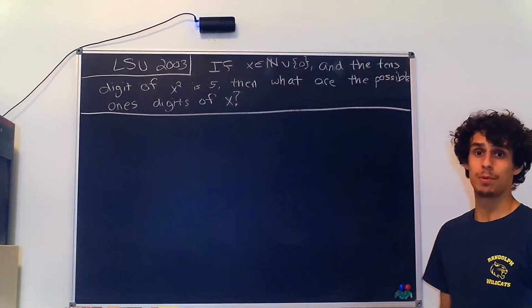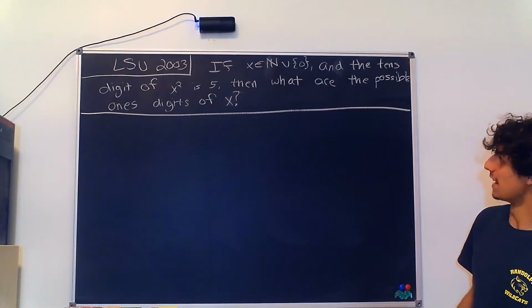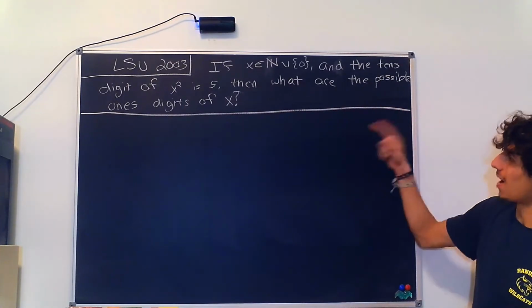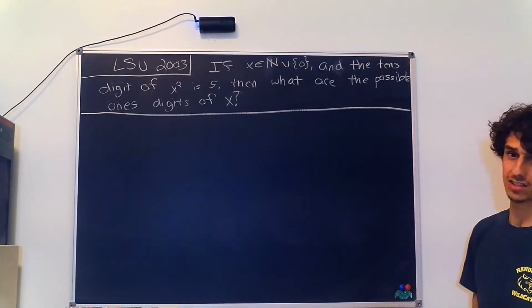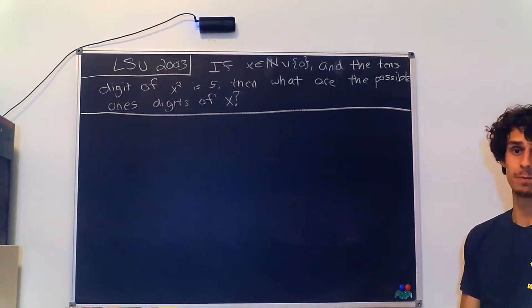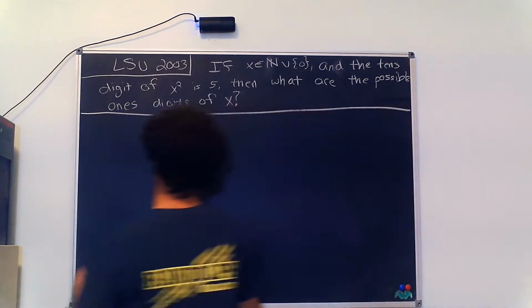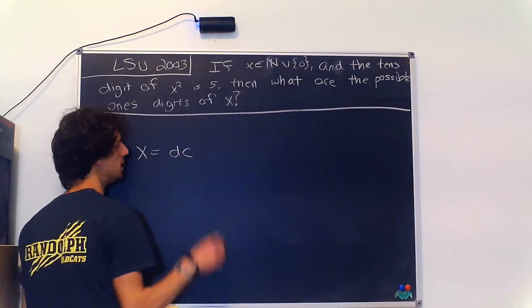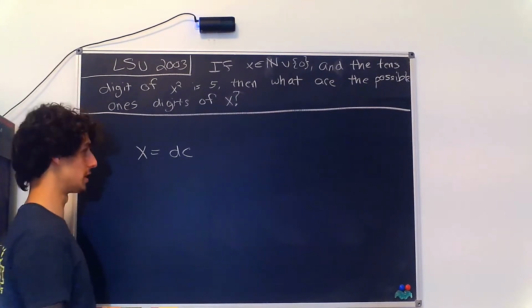In this video, I have a problem from the LSU math contest in the year 2003, and it asks us to find x being a whole number, the possible ones digits of x if the tens digit of x squared is 5. So there's a couple different ways that we can go about doing this problem, but I think the best way is just to look at the last two digits of x that we'll call DC, and then multiply them together and see what we get.